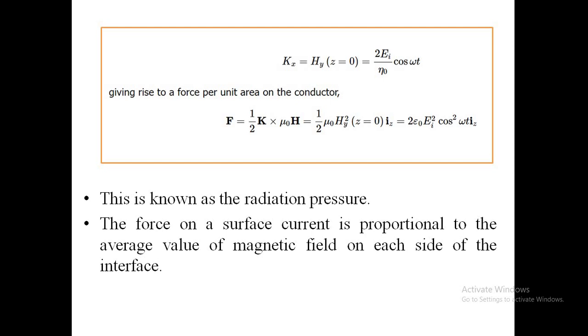So the force per unit area on the conductor is given as radiation pressure. It is obtained from the given equation, F is equal to half K cross mu naught H, and this force on the surface current is observed to be proportional to the average value of the magnetic field on each side of the boundary.